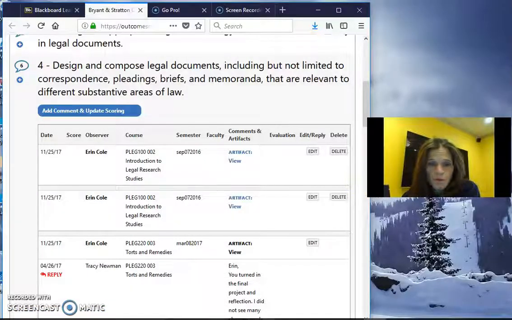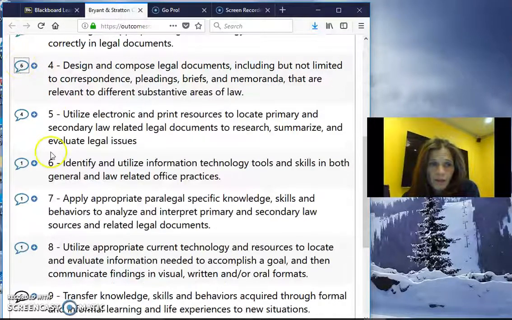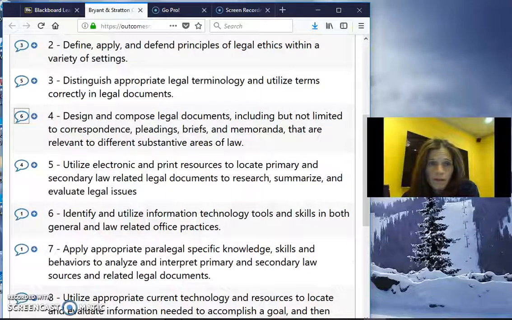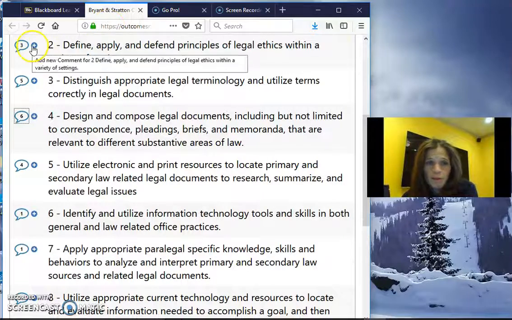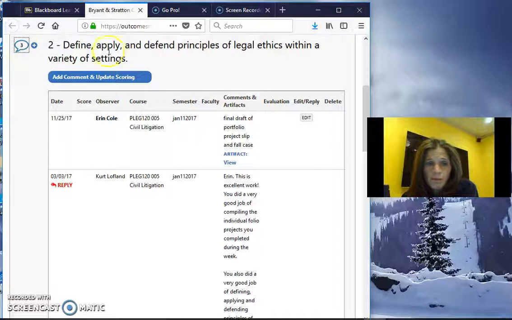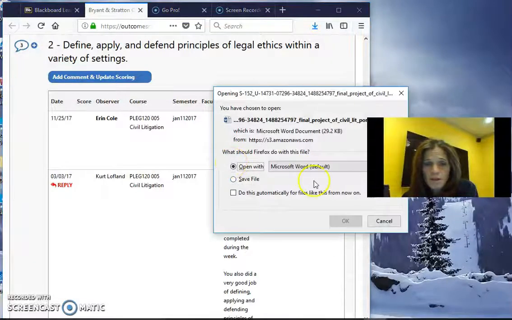Then I also want to explain how I feel that I have mastered defining and applying and defending principles of legal ethics within a variety of settings. Here I used my civil litigation. It was a slip and fall case.